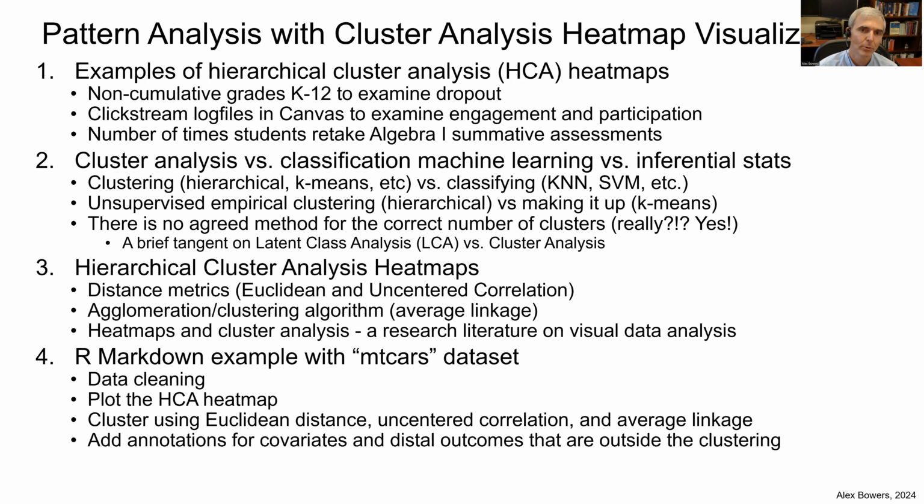Now I'll walk you through not only that paper from 2022, but then looking at data cleaning, how to plot a hierarchical cluster analysis heat map, how to cluster using first Euclidean distance and then uncentered correlation and average linkage, and then add annotations, covariates and distal outcomes that you think are interesting. And so hopefully by the end of these videos, you'll have both the background, the readings, and the knowledge, both from the readings and the theory and the calculations, but then also the R code so that you can do this method for yourself with your own data.